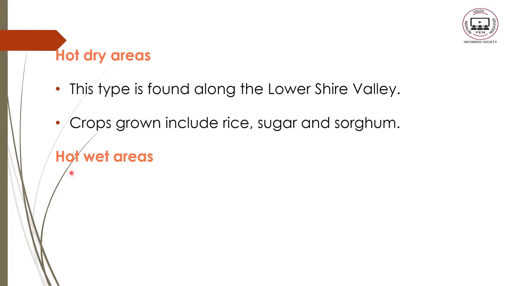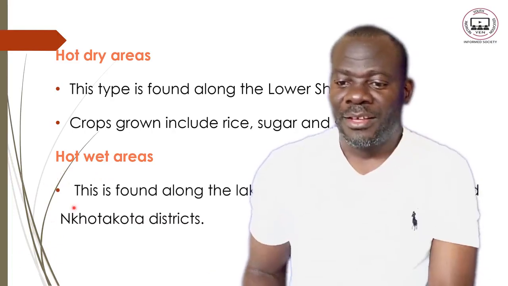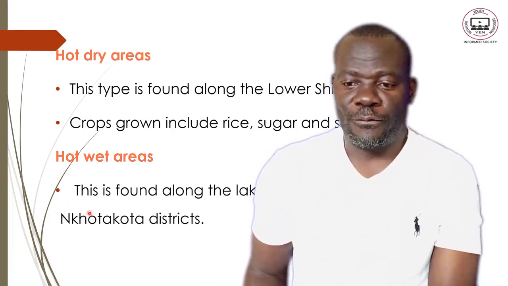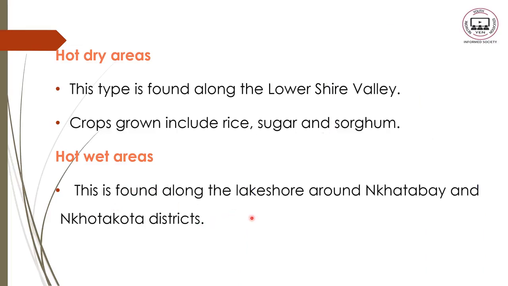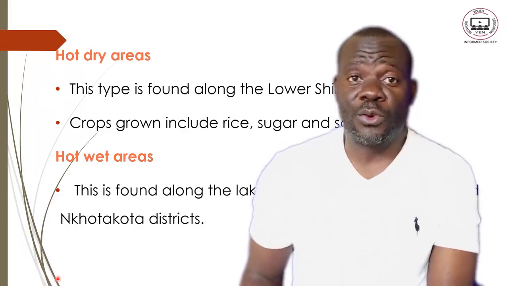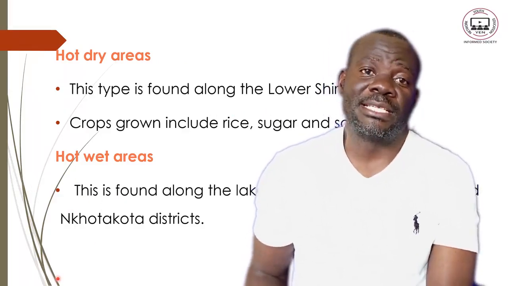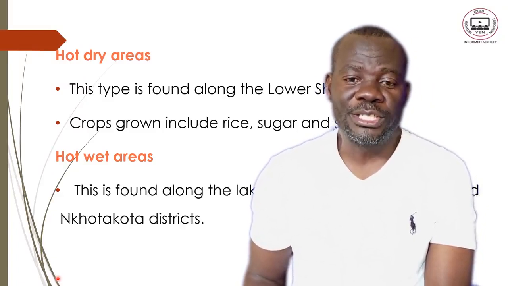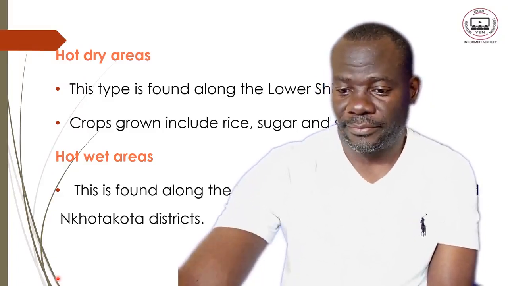What about the hot, wet areas? This type of climate is found along the lakeshore around Karonga and Kotakota districts. So we are seeing here that hot dry areas are in the Lower Shire, that is in Nsanje and Chikwawa. But when we talk of the hot wet areas, they are in the lakeshore. We talk of Kotakota as well as Karonga. They are the hot wet areas.